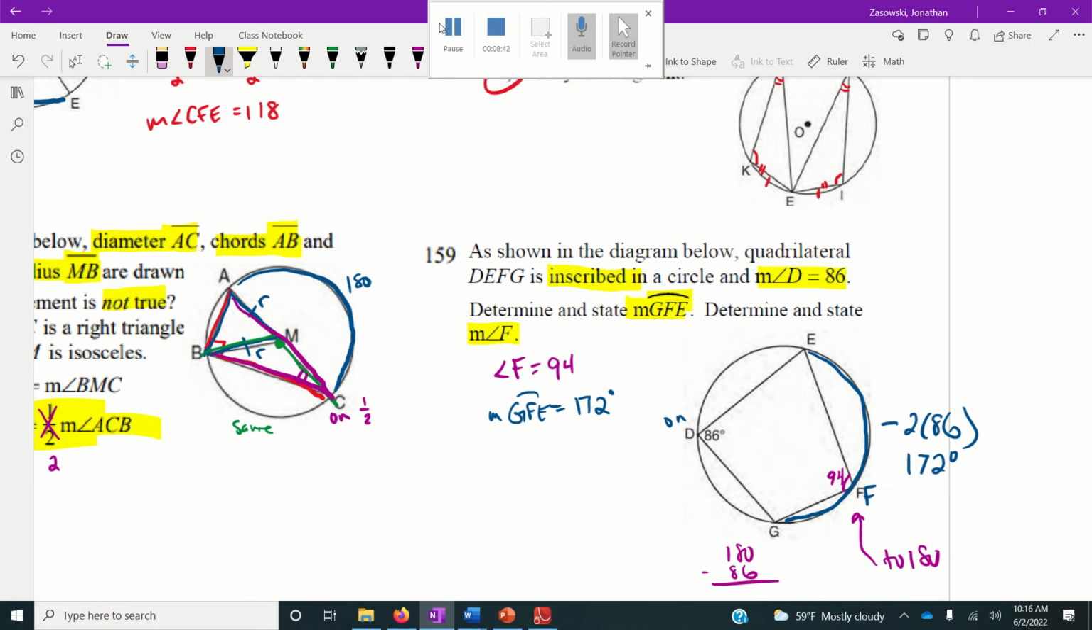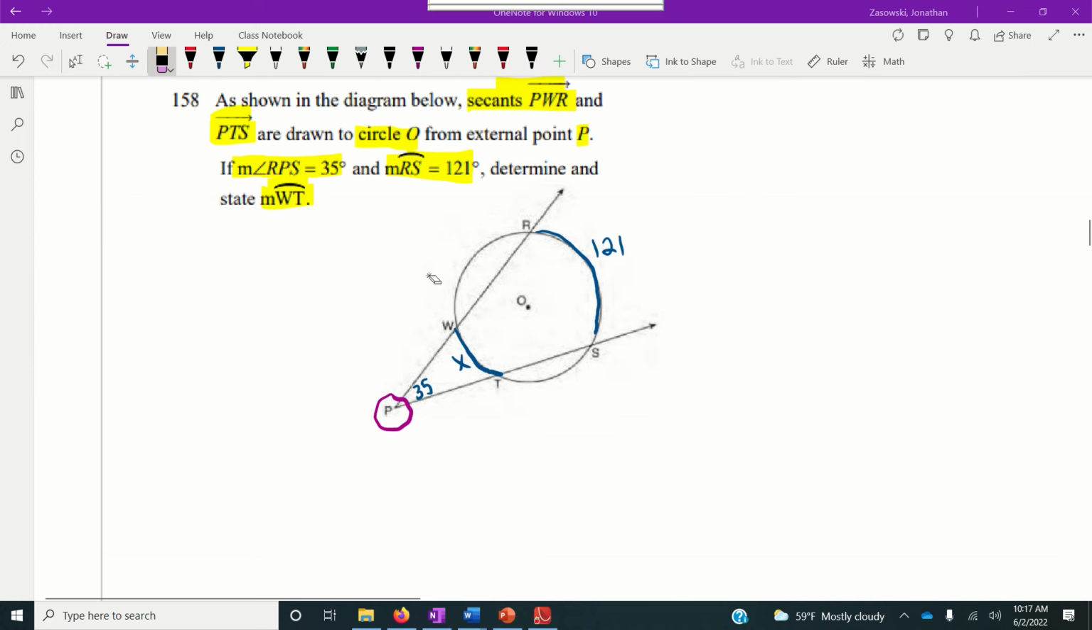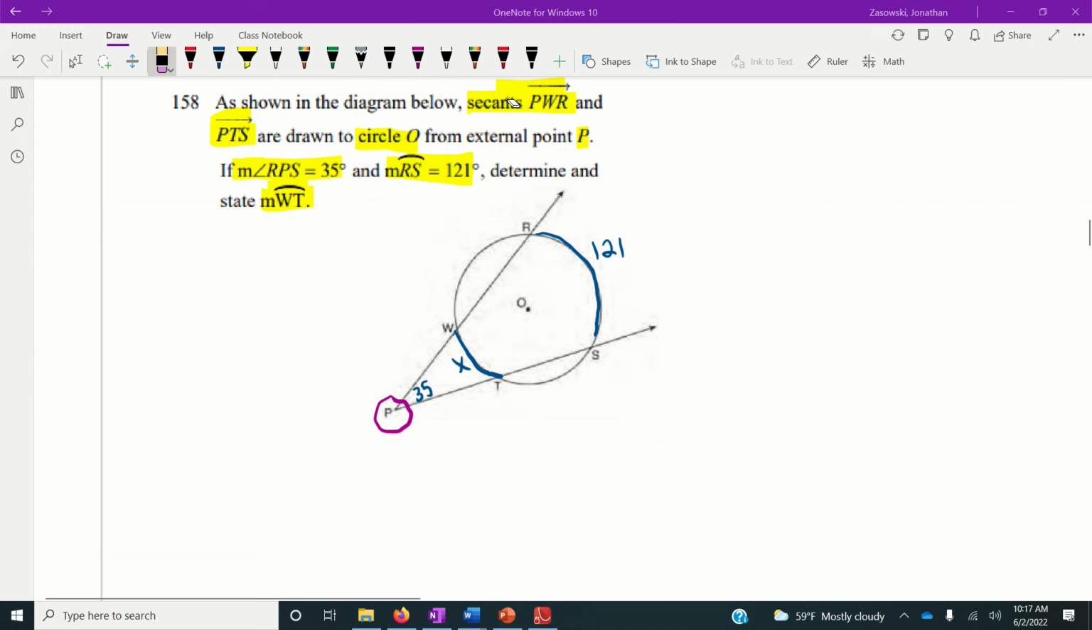Let's take a look at the next one. All right, so in 158, we have the picture shown below. We have 2 secant lines being drawn here from a circle O, which is the center. Point P is located outside the circle. Angle RPS is 35. Arc RS is 121, which is out here. And WT is the arc that's inside here where the intersection occurs.